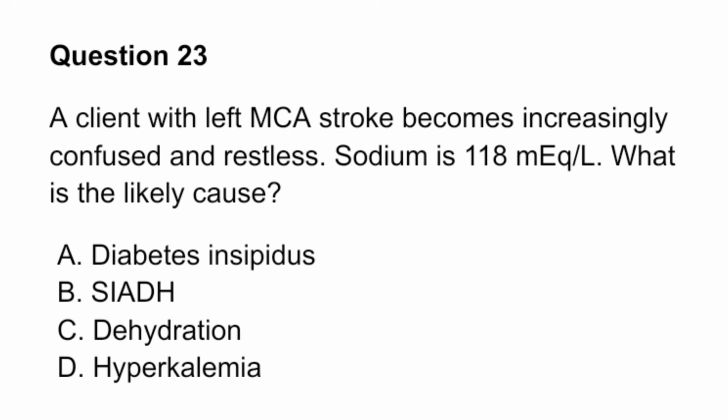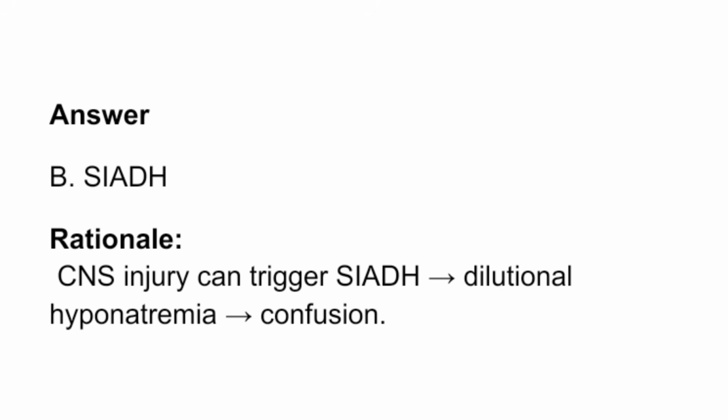Question 23. A client with left MCA stroke becomes increasingly confused and restless. Sodium is 118 milliequivalents per liter. What is the likely cause? A. Diabetes insipidus. B. SIADH. C. Dehydration. D. Hyperkalemia. Answer: B. SIADH. Rationale: CNS injury can trigger SIADH, leading to dilutional hyponatremia and confusion.